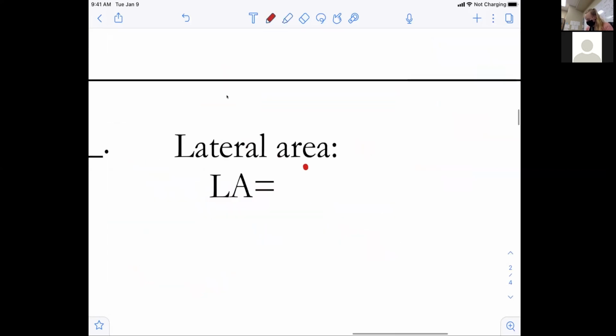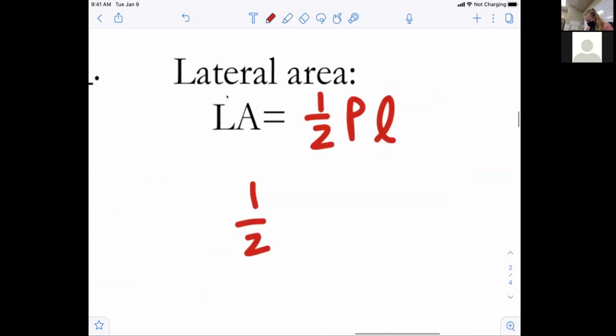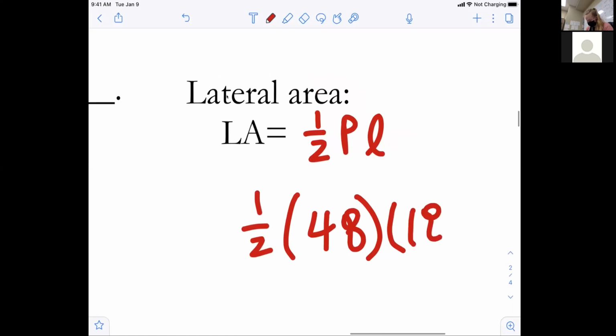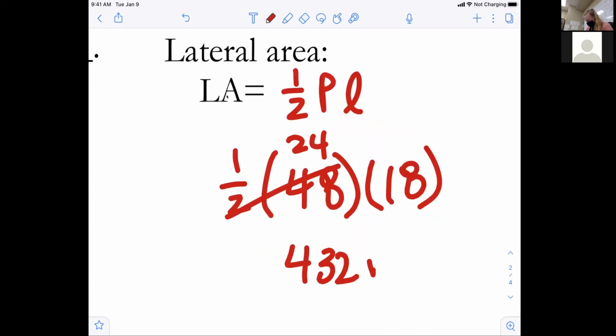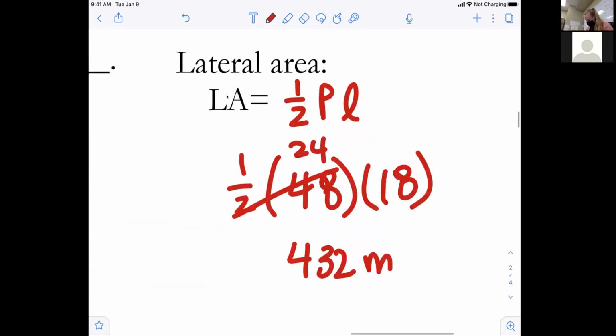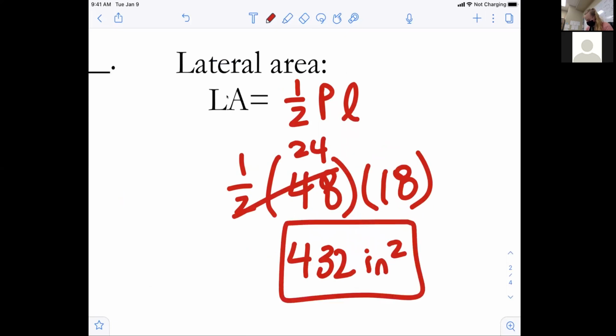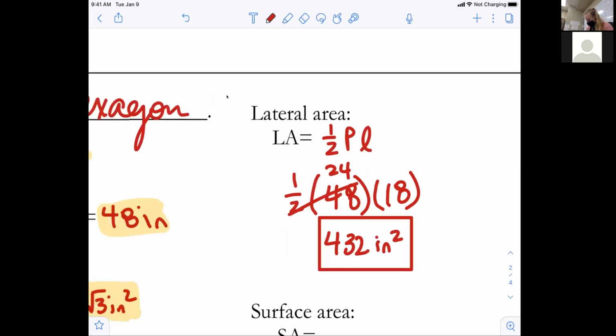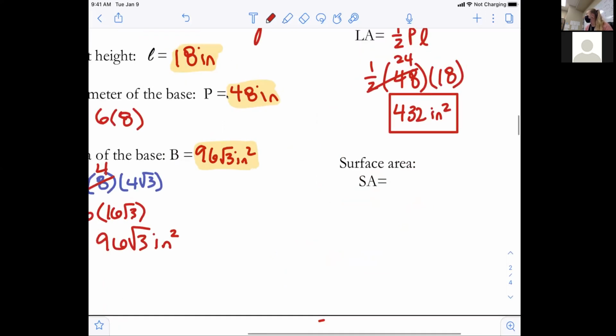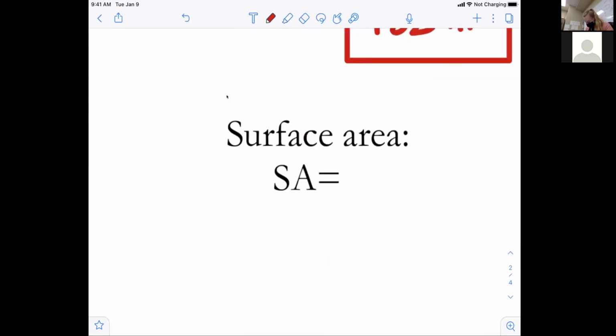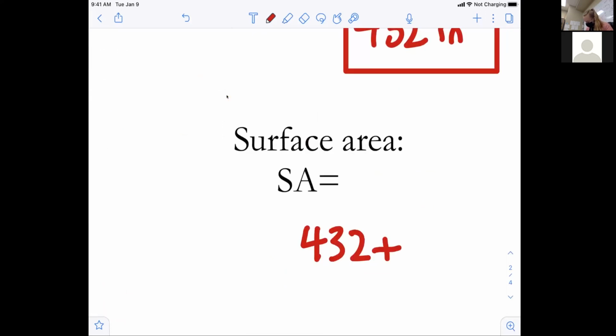Reminder, LA is 1/2 PL. 48 times 18 is $432. Surface area, I can't combine 96 root 3 and 432, so I'm just going to add them up instead of putting them next to each other. 432 plus 96 root 3.